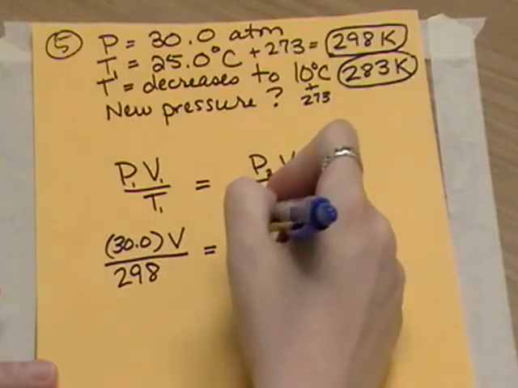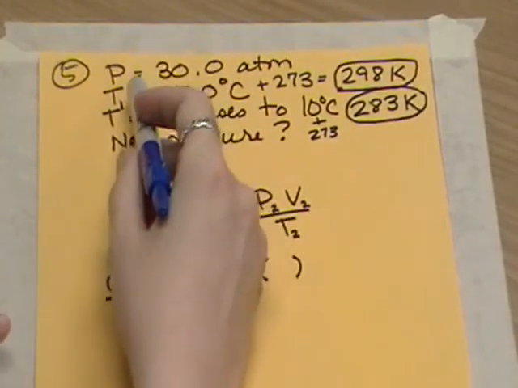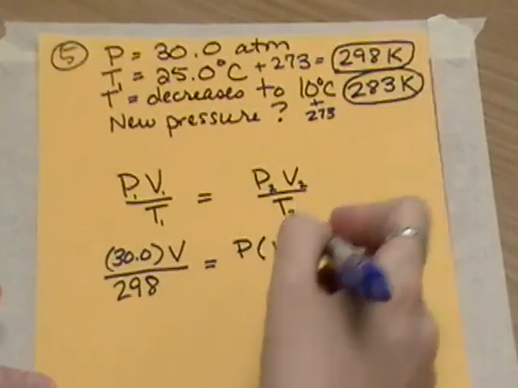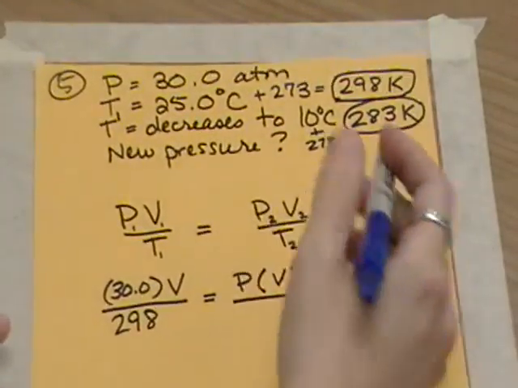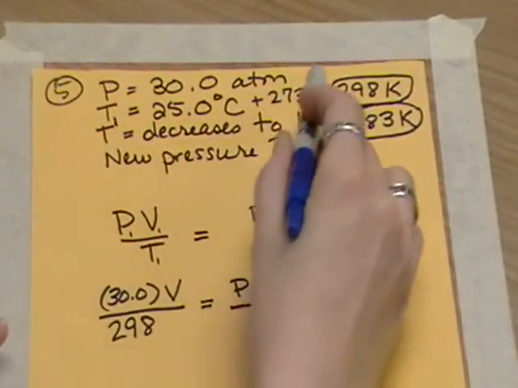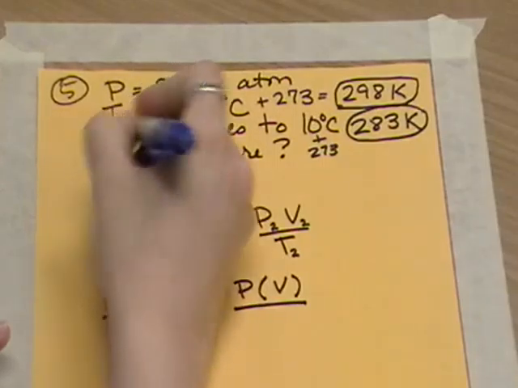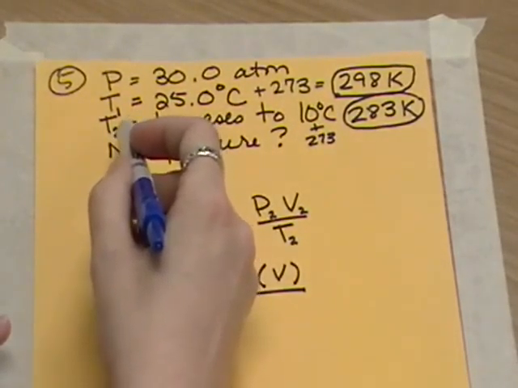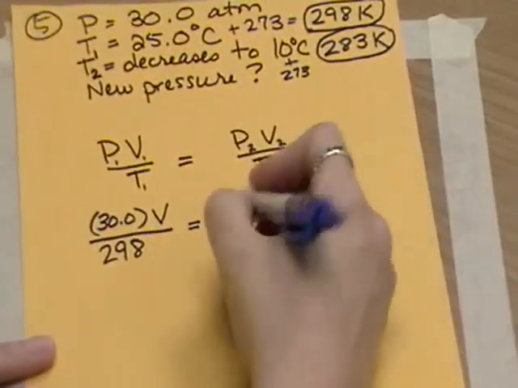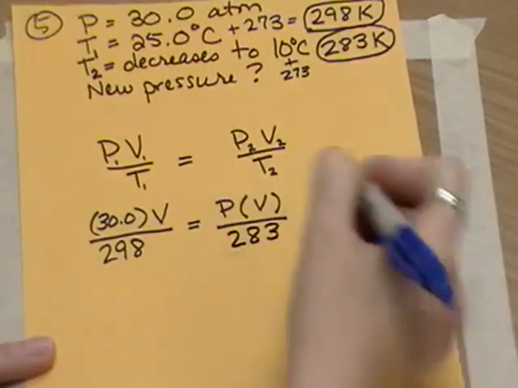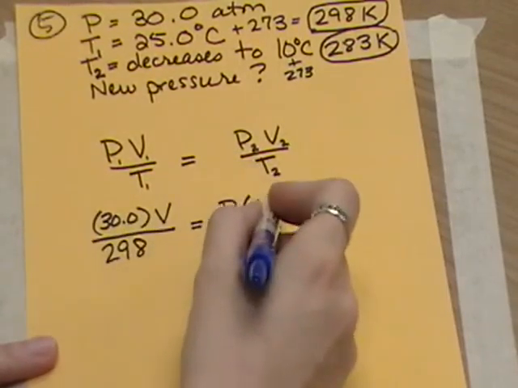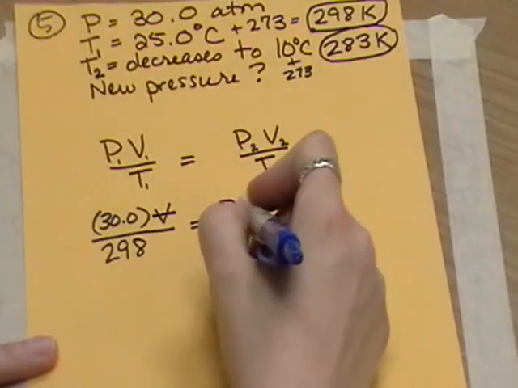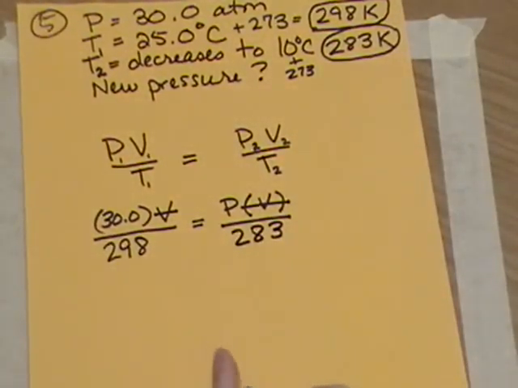I'm going to multiply it by the volume. When I look up here, I don't really see volume, so I'm going to go ahead and put a V there. And then I'm going to divide it by temperature, and when I look, I see my original temperature was 298. My final temperature is 283. So I'm going to do 283 there. Okay. Then I notice that I've got P, that's fine, but I've got V, 2 of them, so I'm just going to cross them out. And that's what I mean by using the combined gas law, no matter what problem you're solving.